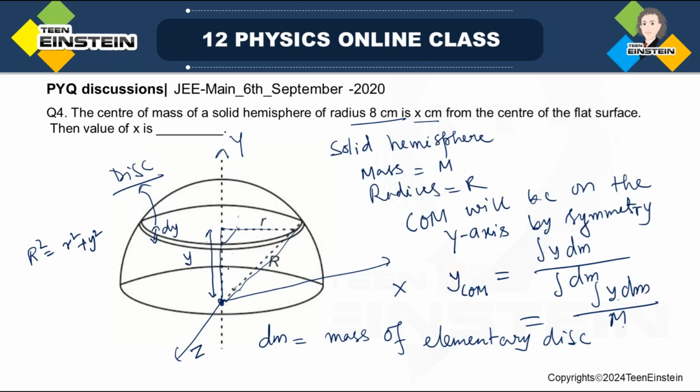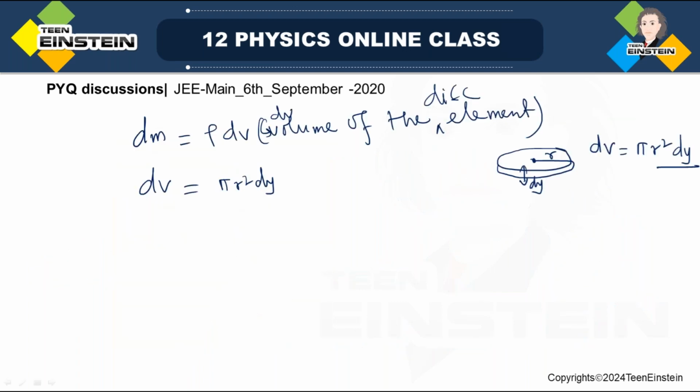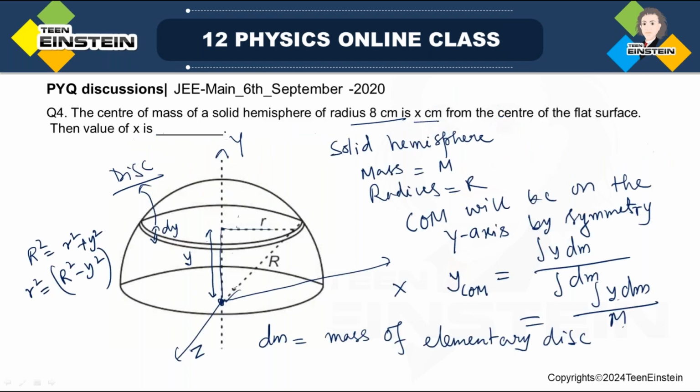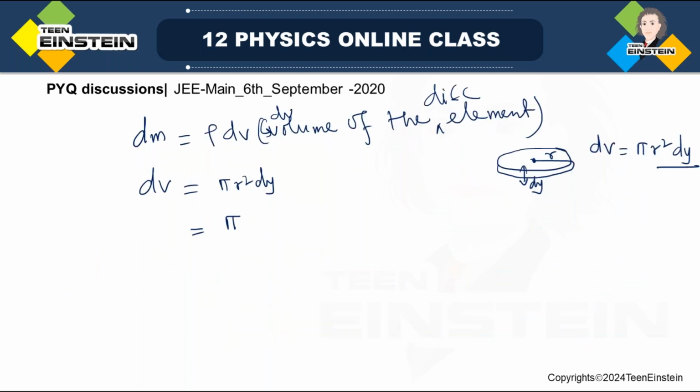From here I can get a relation between y and other distances. So r square is equal to capital R square minus y square. This I can put here. Look here, in the elementary volume, I can put capital R square minus y square, pi into dy. So this is the elementary volume.